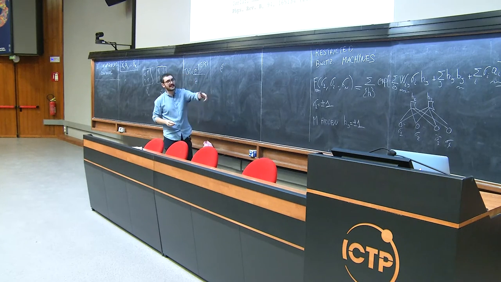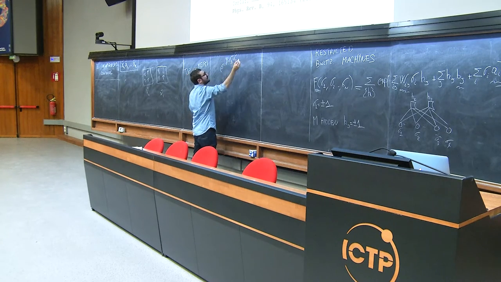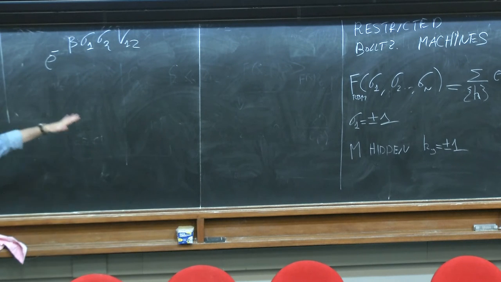So I told you that at the beginning, we don't have any interactions between the spins, sigma 1 and sigma 2, for example. But imagine that for some reason in my Hamiltonian, I have an interaction of this form. So sigma 1, sigma 2 times some interaction. So how can I describe this in the form of a Boltzmann machine? So now we are talking about the representability of those interactions, right?